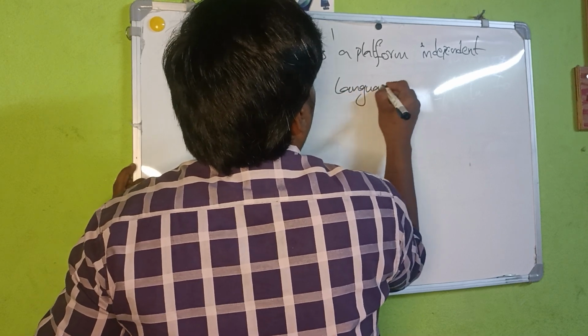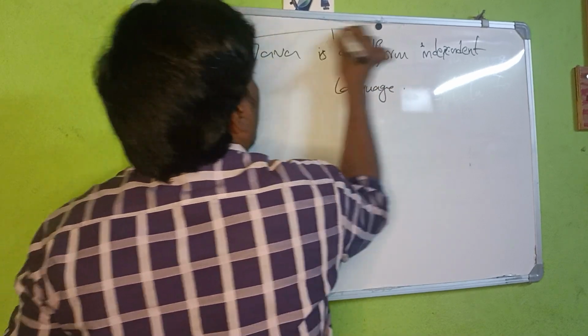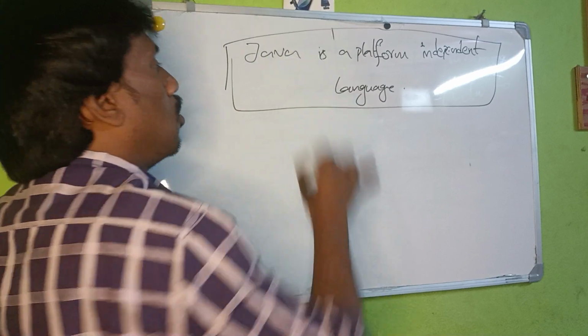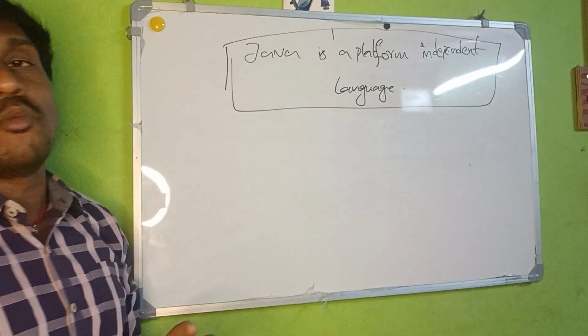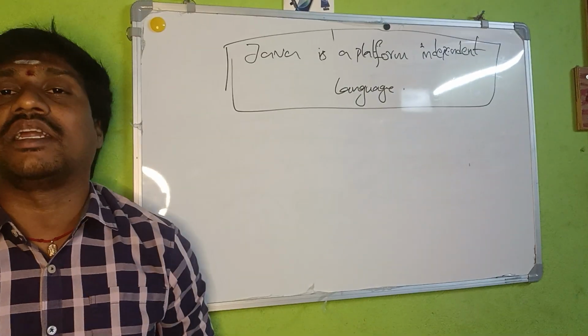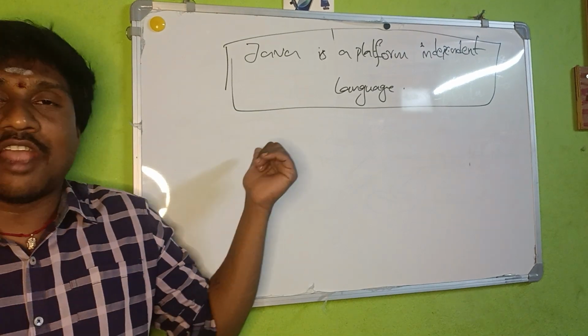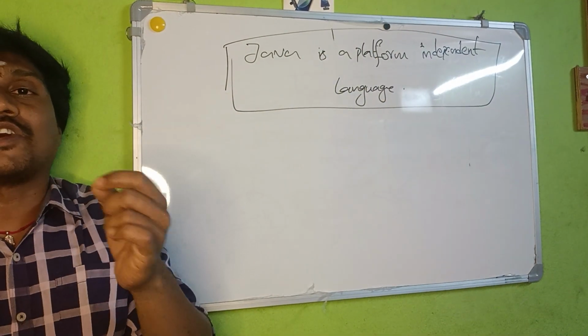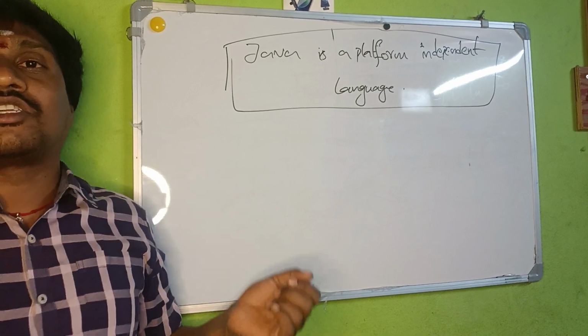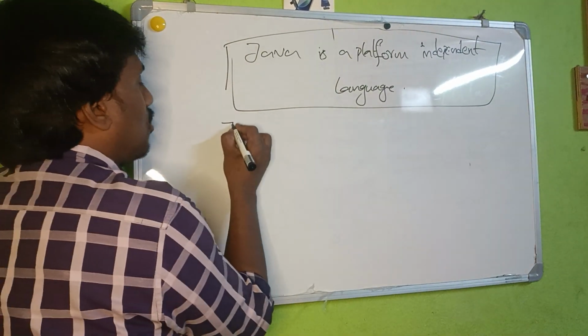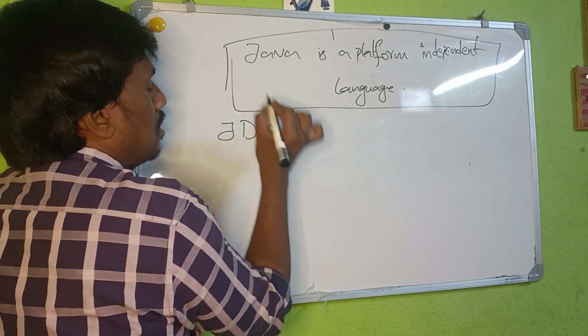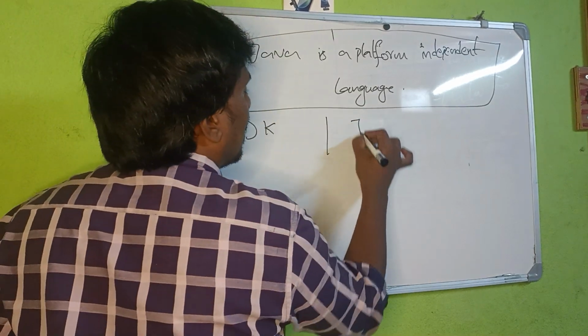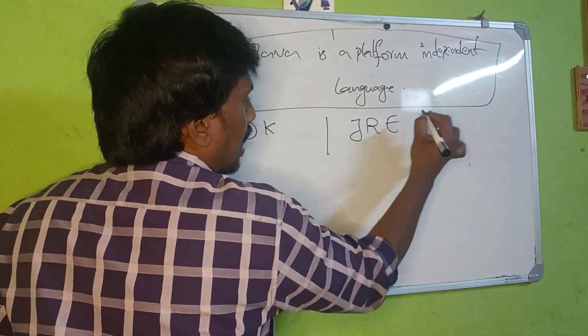Java is a platform independent language. Before discussing what is meant by platform independent, I first need to tell a few points about Java, like what we use regularly. We have some confusions around JDK and JRE.